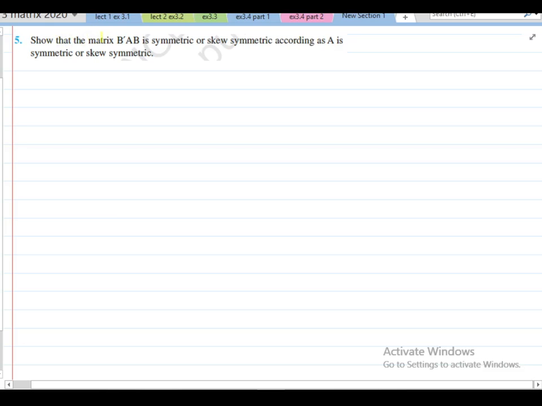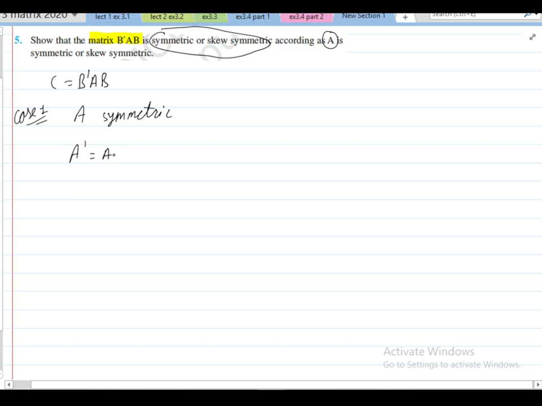The question is we have to show that matrix B' A B, let's call it C, is symmetric or skew symmetric, which depends on A. So let's take case number 1: if A is symmetric matrix, then A is equal to A'. And case number 2: if A is skew symmetric, then A' will be minus A.